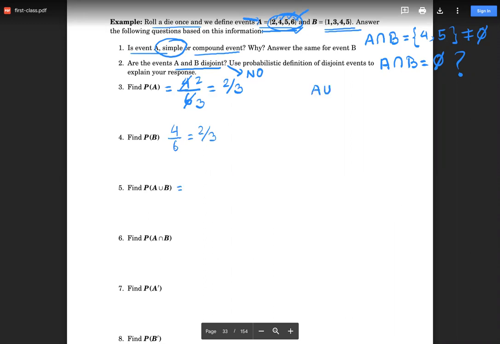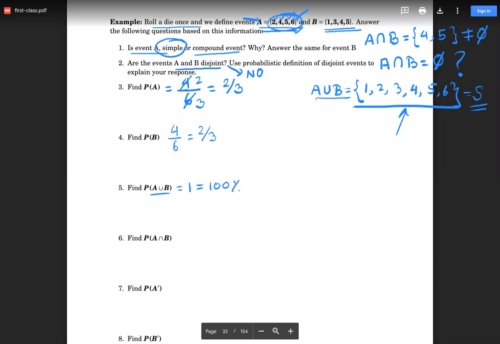A union B is 1, 2, 3, 4, 5, and what? 6. A union B is 1 through 6. So what is the probability of A union B? Can anybody quickly tell me? This should be an easy one. You're rolling a die. If you roll a die, can you get anything other than these numbers? No. So this must be your sample space, S. So the probability of A union B is nothing but 1, which is what? 100%.